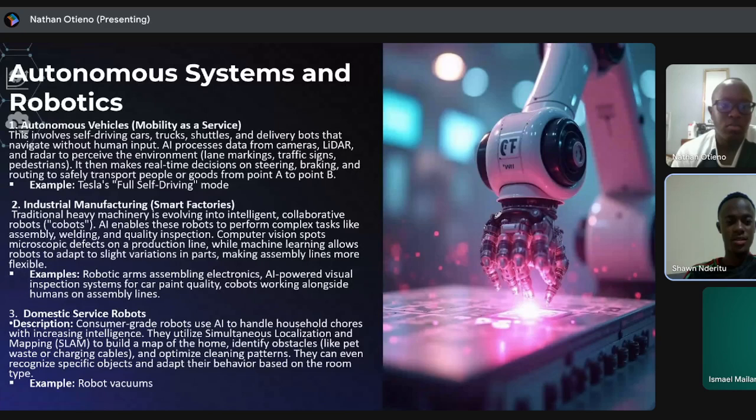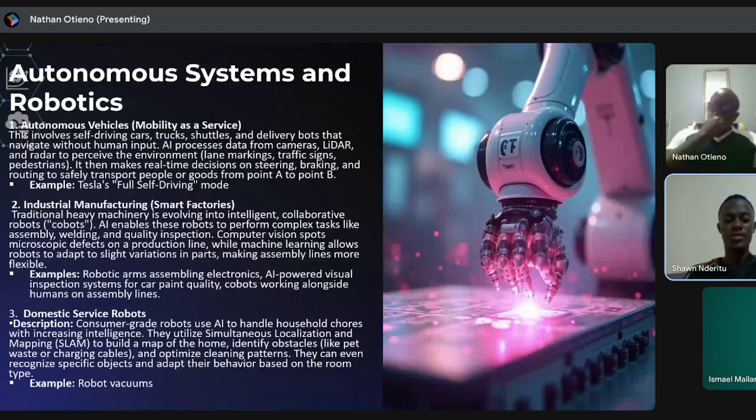AI processes data from cameras, lidar, and radar to perceive the environment, for example, in marking traffic signs and pedestrians. It then makes real-time decisions on steering, braking, and routing to safely transport people or goods from point A to point B. For example, you have the Tesla full self-driving mode, which is available in most of the Tesla models.